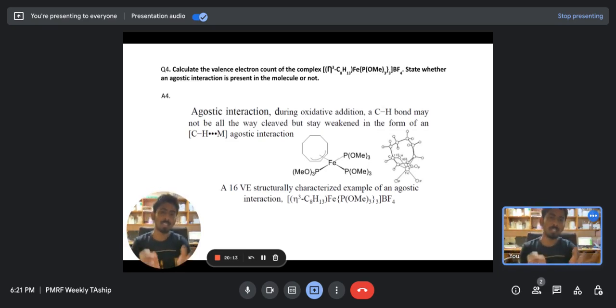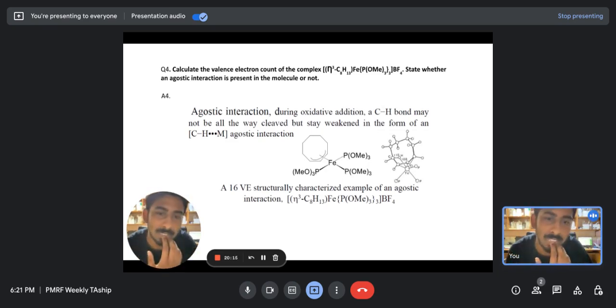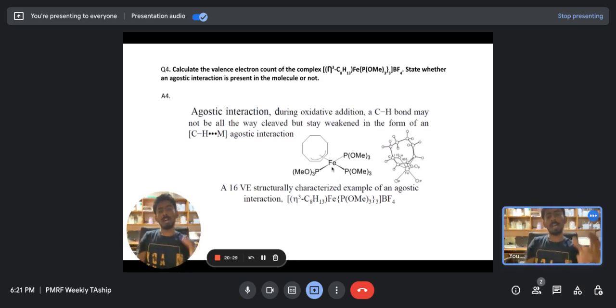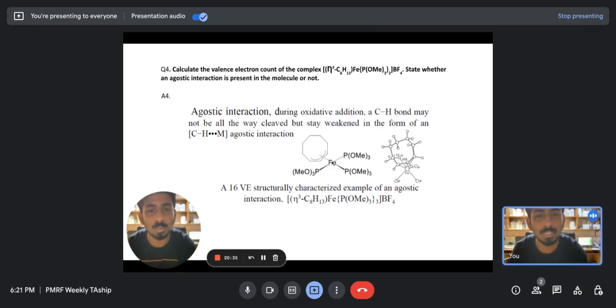X minus 1 is counting towards the plus 1 charge of the complex. That's why X minus 1 equals plus 1, so X is actually plus 2. So the oxidation state of iron is plus 2. Iron is a 3d6 4s2 metal, so iron plus 2 is d6.